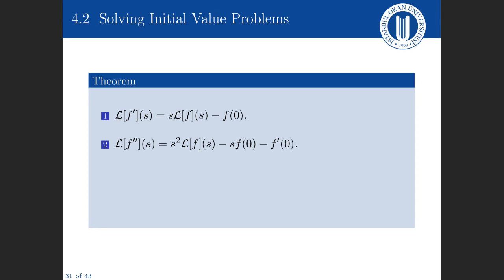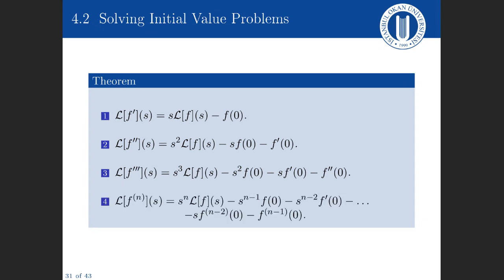We have a similar formula for two derivatives of f. For three derivatives of f, or n derivatives of f. We have two derivatives, we start with s squared. We have three derivatives, we start with s cubed. We have n derivatives, we start with s to the power n. And then the power of s decreases. S squared, then s to the power 1, then s to the power 0. We start with s cubed, it's s cubed, then s squared, then s to the power 1, then s to the power 0, and so on.